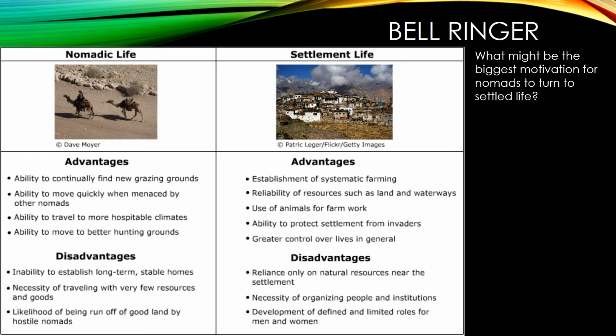The question is, what might be the biggest motivation for nomads to turn to settled life? One of the possible answers is the ability to grow crops and have more reliable sources of food and water. That is probably one of the biggest motivators to go from a nomadic life to a settled life. You can grow crops to feed your peoples, and you have a source of water that is readily there and that you can use on a regular basis.